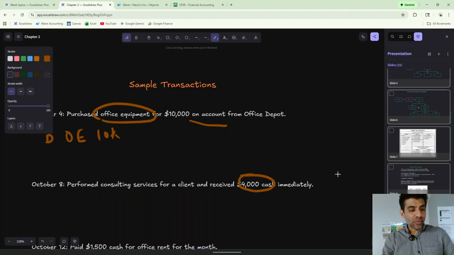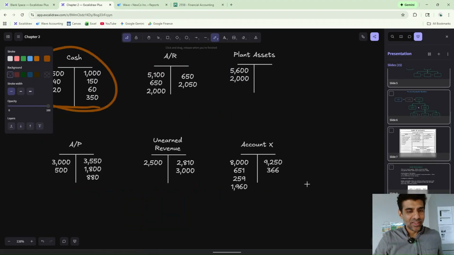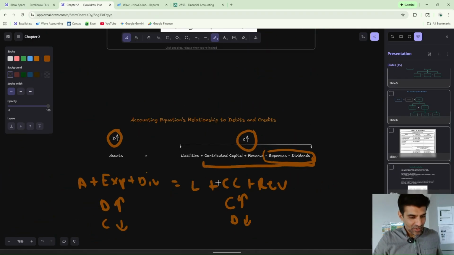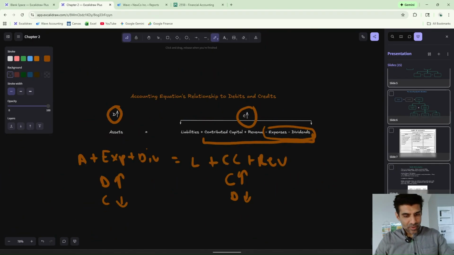And Chris said service revenue. We're earning revenue. Is that a credit normal or a debit normal account? Yeah, service revenue, credit normal, right? Let's go back. Let me just make sure we're all seeing where that's coming from. It's from this accounting equation. Revenue is on this credit side, so that means when it goes up, we credit it. Everyone good with that? So debit cash 4,000, credit service revenue 4,000. Agreed? That's our journal entry.